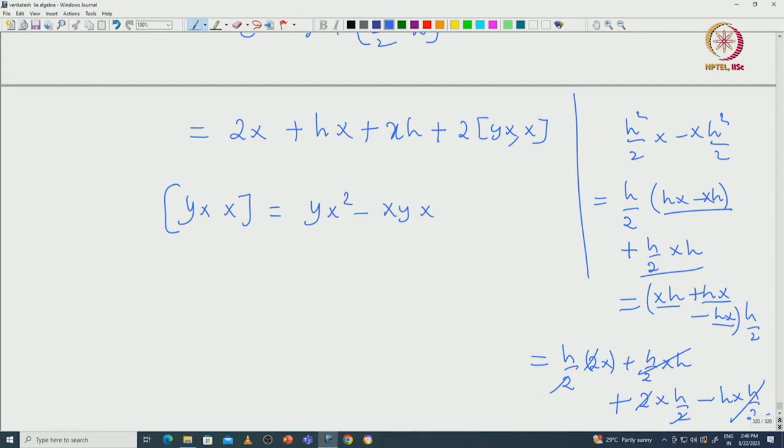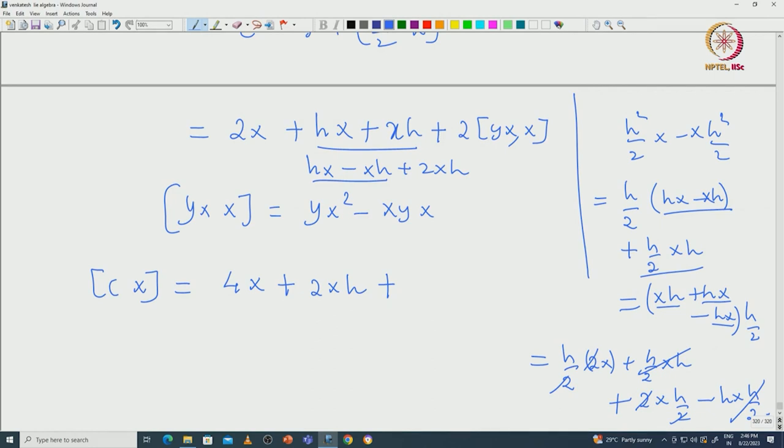Okay. So here again you can replace this hx minus yx plus 2hx. So that is going to give me cx equal to plus 4x and then plus 2xh, and then plus this yx squared minus this, okay.